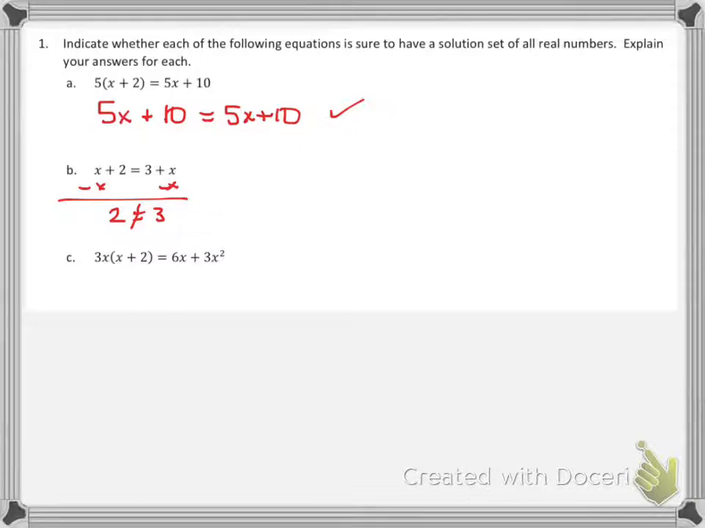And then lastly, distributive property again, this would give me 3x squared plus 6x, and if I change the order of my right side, I would get the same thing. 3x squared plus 6x. So since they equal each other, that is a yes. All real numbers are the solutions.